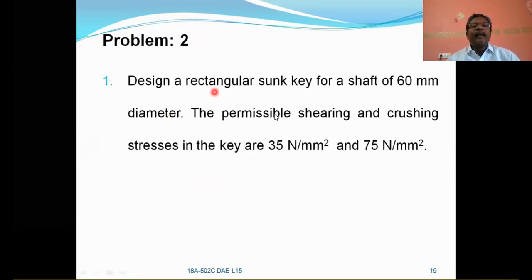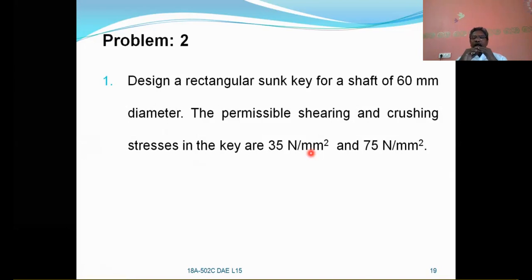Design a rectangular sunk key for a shaft of 60 mm diameter, and the permissible shearing and crushing stresses in the key are 35 newtons per millimeter square and 75 newtons per millimeter square. That means the permissible shearing stress tau is 35 newtons per mm square, the crushing stress sigma c is 75 newtons per mm square, and the shaft diameter is 60 mm.